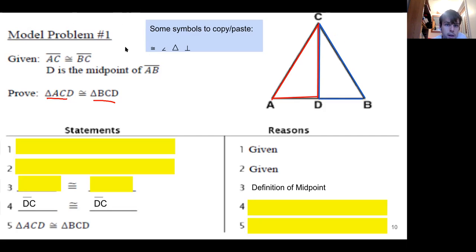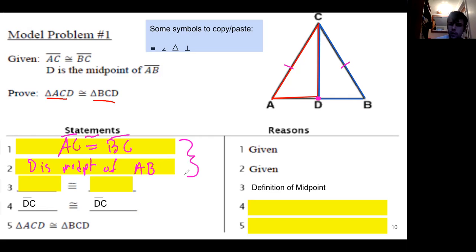Cool. Next, what do we know is congruent? So we are given that AC and BC are congruent, and D is a midpoint. So those are obviously going to be our two given statements. So I can go ahead and fill those out. AC congruent to BC, and D is midpoint of AB. So those are obviously given. They're right here, given. Then in this proof, it says we are going to be using the definition of midpoint. Well, if that's the midpoint, that means these two halves are equal. So we can say that AD is congruent to BD.